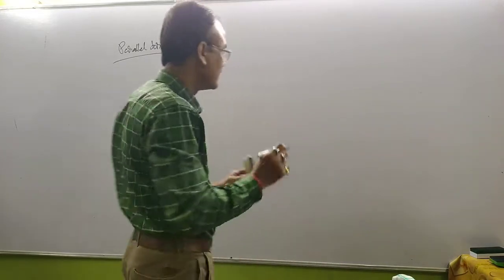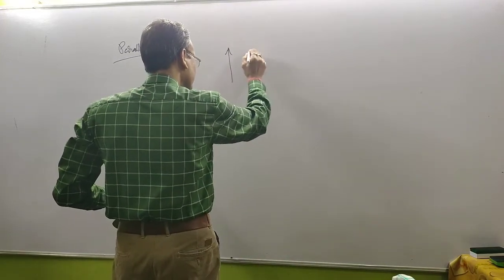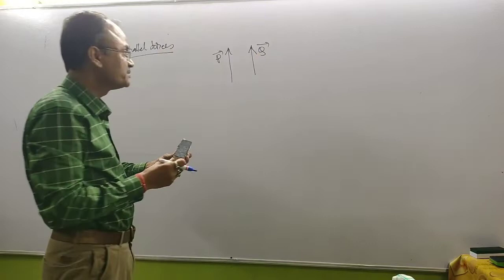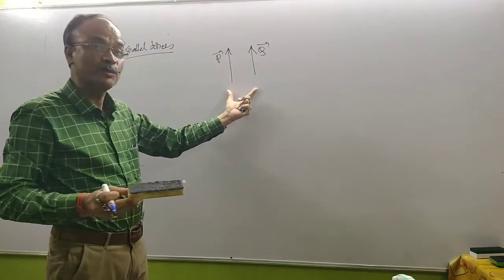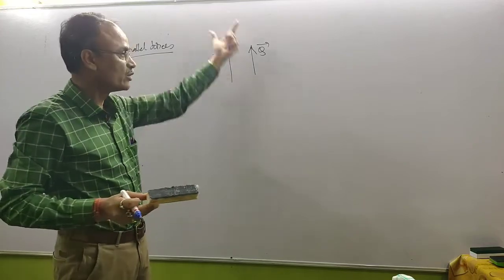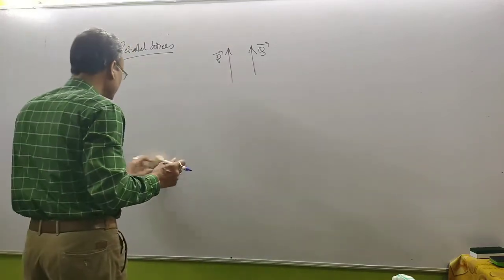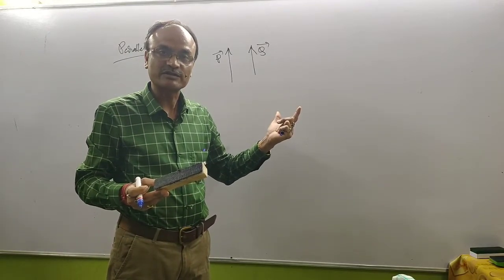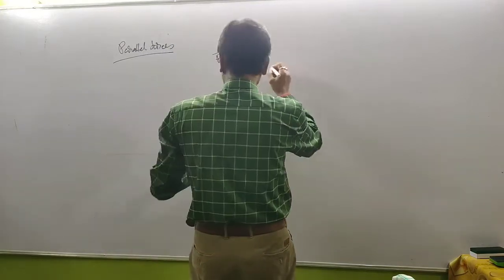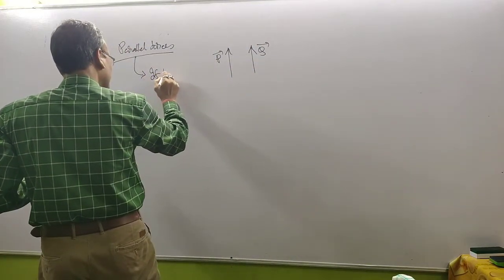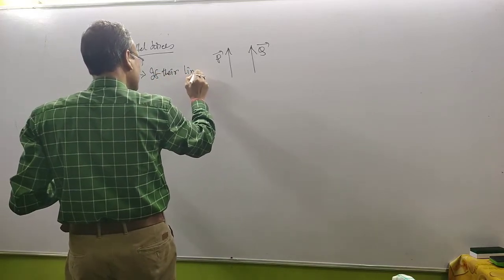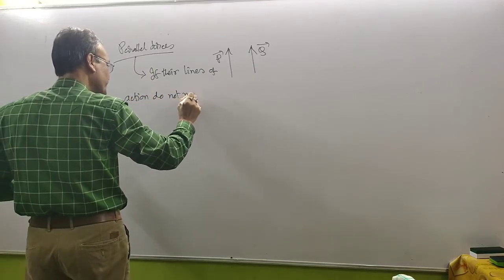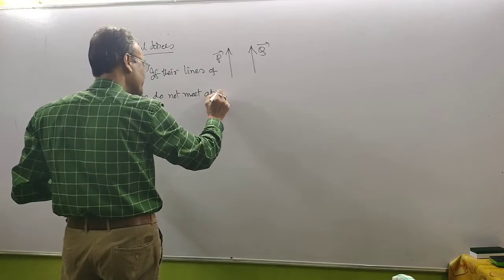When two forces, P and Q, never meet at a point, their lines of action never meet at a point. They are always parallel. Two forces are said to be parallel forces if their lines of action do not meet at a point.